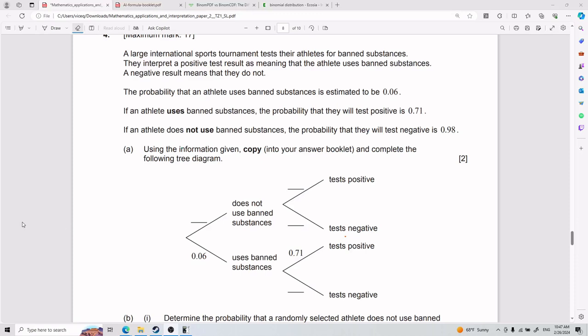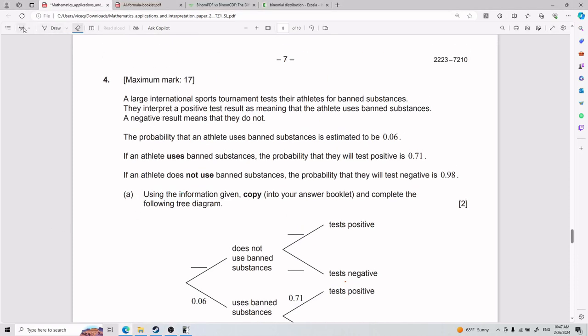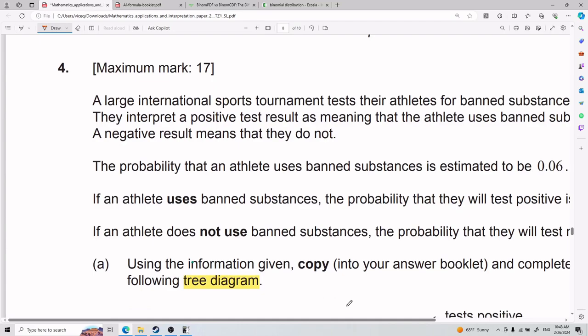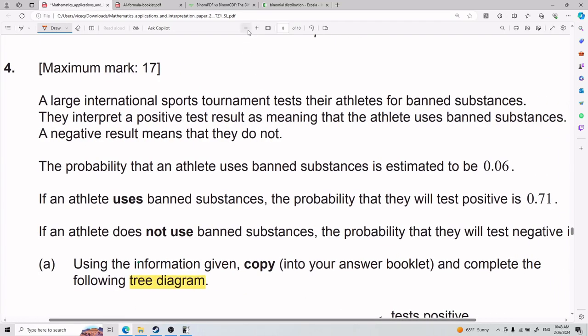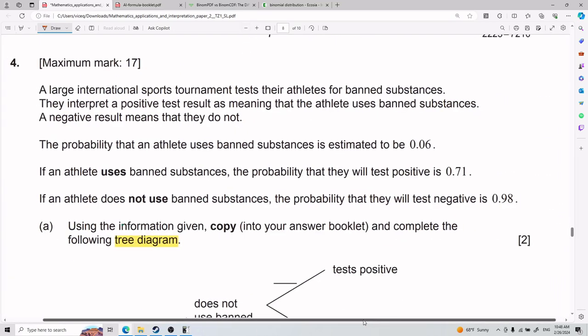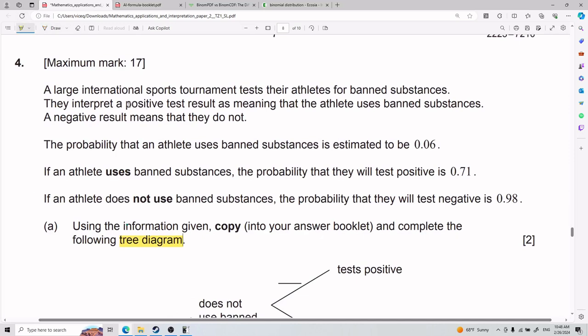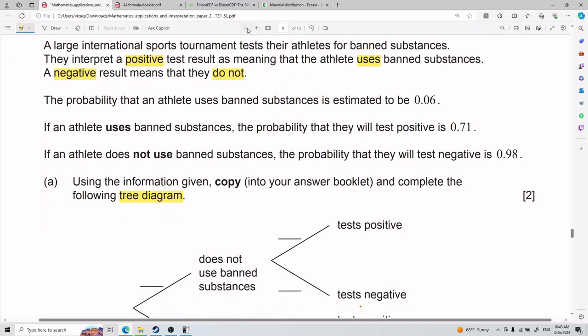All right, guys, for this fourth one, we have the famous tree diagram. And so they tell us that a large international sports team tests their athletes for banned substances. They interpret a positive test result as meaning that the athlete uses banned substances. So it's positive if they use. A negative test result means that they do not. The probability that an athlete uses banned substances is estimated to be 0.06.